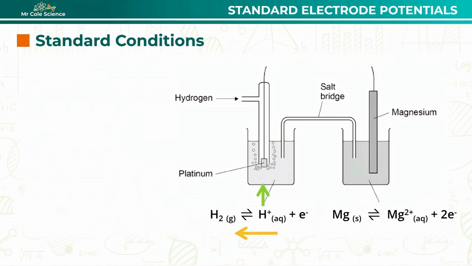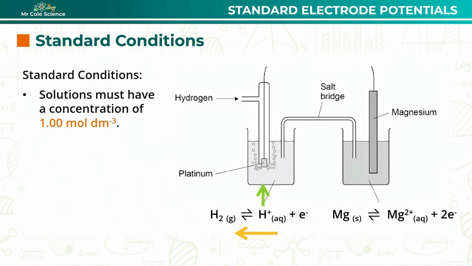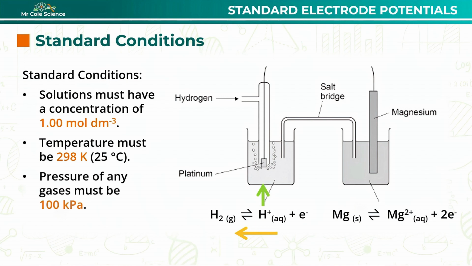This would mean that the electrode potential of the hydrogen half cell would no longer be the same as what it was at that lower concentration. For our hydrogen electrode, this would mean that we could no longer say its electrode potential was 0, as that is only the case when it's operating under standard conditions. So just what are the standard conditions that we need to remember? Well, firstly, any solutions in either half cell must have a concentration of 1 mole per decimeter cubed. Secondly, the temperature of the two half cells must be 298 Kelvin. And finally, if we're using any gases, they must have a pressure of 100 kilopascals.